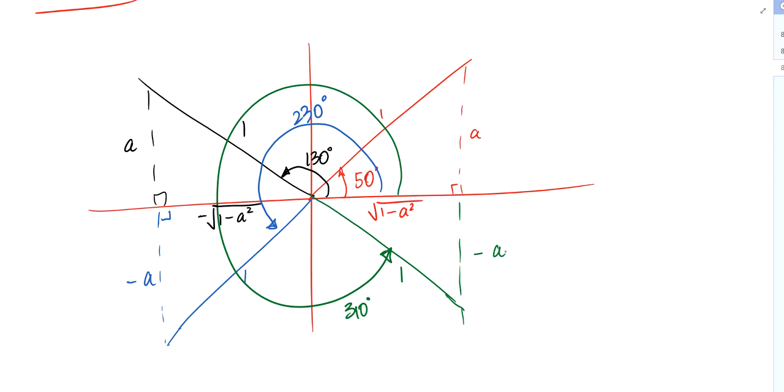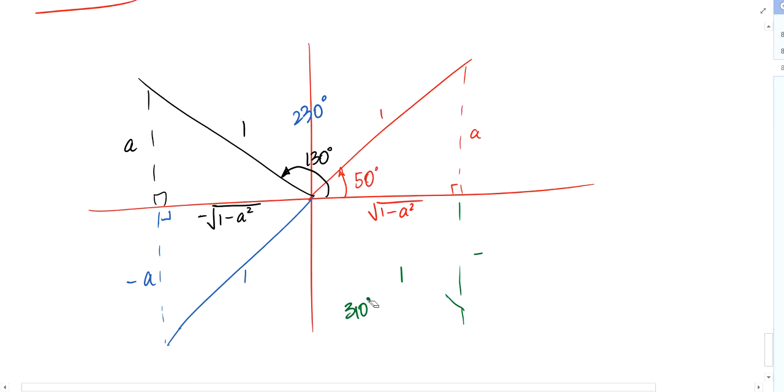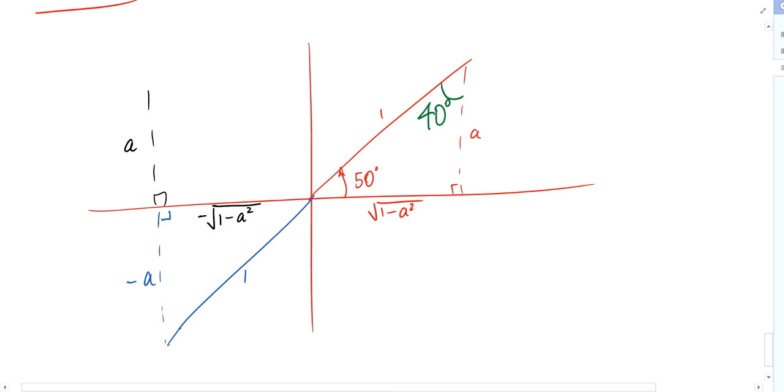Do I need to square the answer? No. Part E, where is angle 40 degrees? I will remove all this irrelevant information. 40 degrees is found in the triangle in quadrant 1. Over here, it's hiding over here. So tangent 40 degrees.